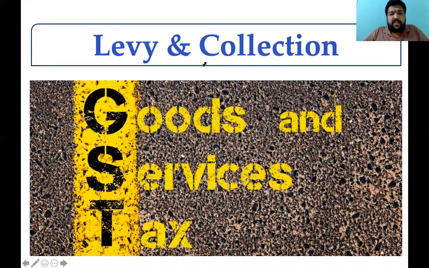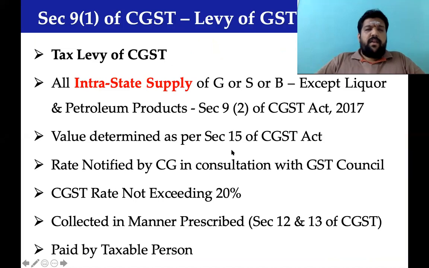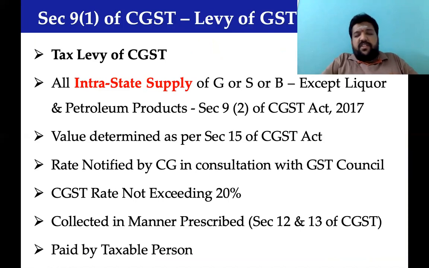As far as levy is concerned, if it is an intrastate supply, then Section 9 of the CGST Act and Section 9 of the respective state SGST Act is applicable. If it is an interstate supply, Section 5 of the IGST Act is applicable. Our first decision will be whether it is a supply or not. Once we arrive that yes, there is a supply, the next question we will decide is, what is the place of supply? The third question for which we will search an answer is, what is the nature of supply? And the fourth question is only levy.